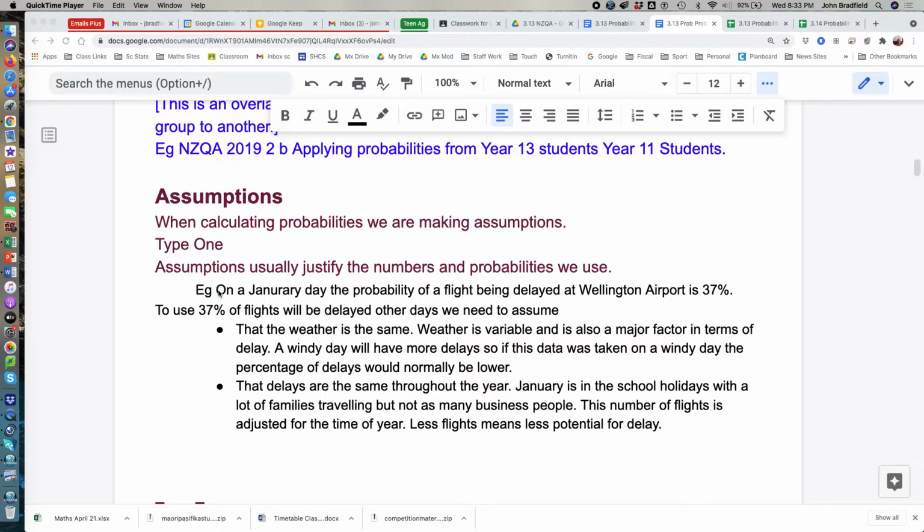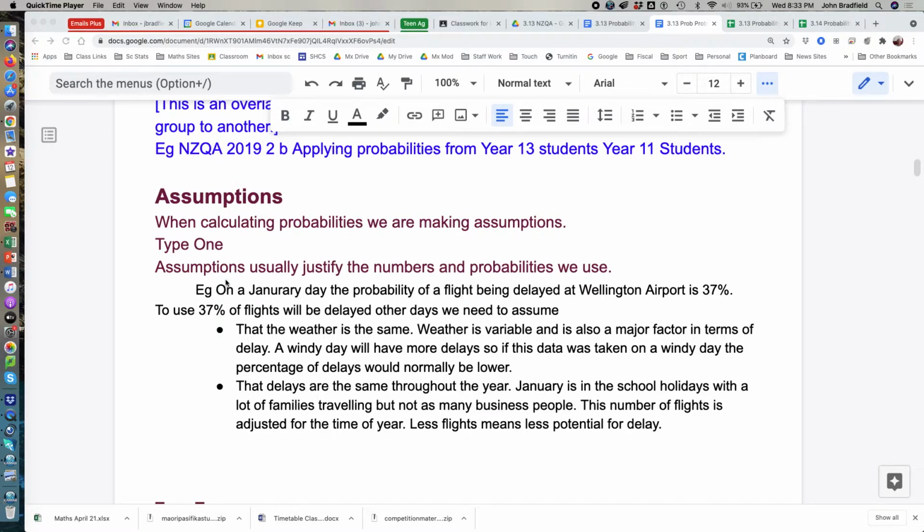What are we assuming? To use that, we're assuming that the conditions that lead to that 37 are still in place. Delays in airports are usually dependent on weather. It's the main thing. I suppose breakdowns is the other. So we're assuming the weather is the same, and the weather isn't the same day on day. So if it's a different day, the probability of being delayed due to the weather might be different.